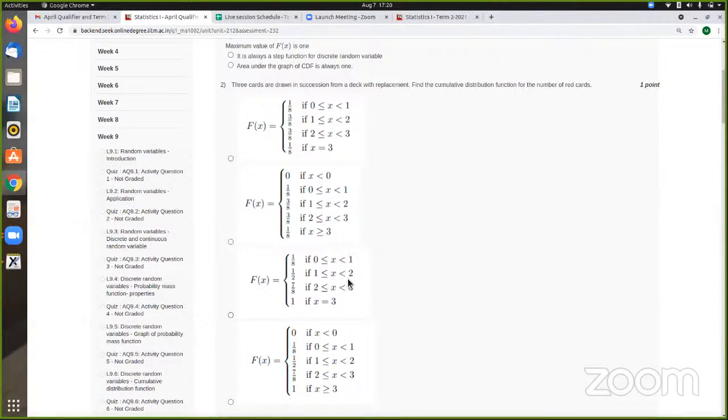First of all, define the random variable. What is the random variable? The number of red cards, not probability, when you draw 3 cards from a deck. Then you can have 0 red cards, 1 red card, 2 red cards, or 3 red cards. That is the possible set of values taken by the random variable. Right, now then.